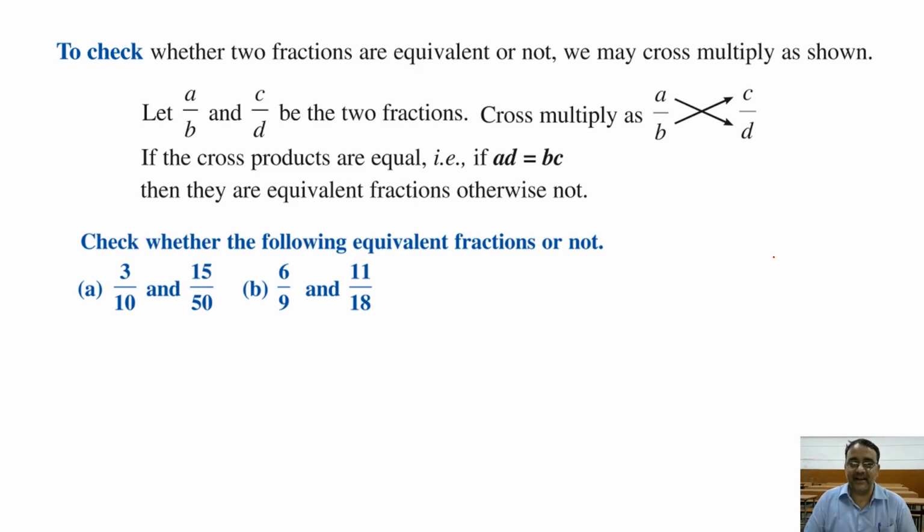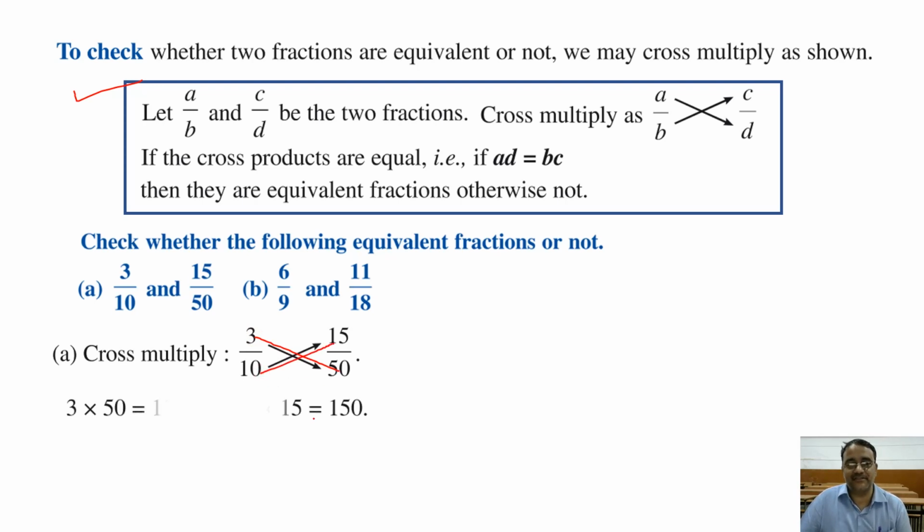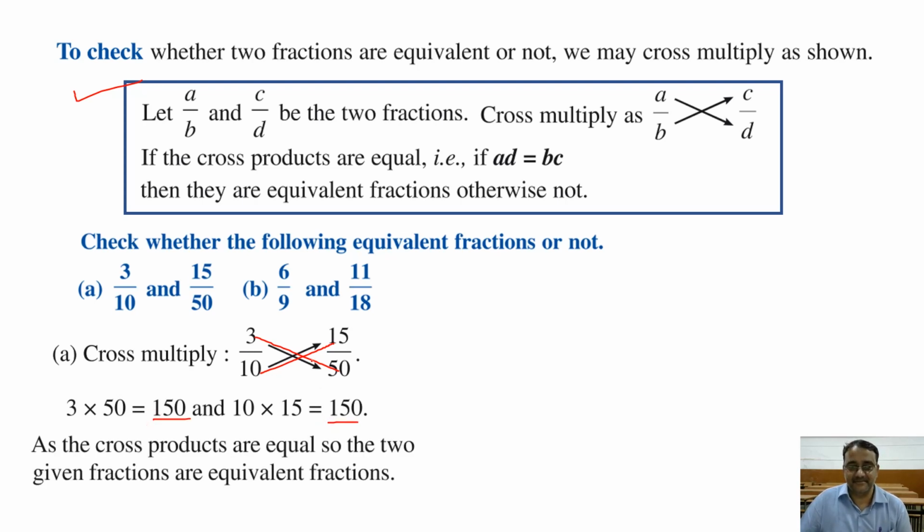Now we'll check two examples, 3 by 10 and 15 upon 50. First we will cross multiply. This rule you have to remember, okay? 3 into 50 is 150. 10 into 15 is also 150. That means we are getting both equal. So these two are equivalent fractions. Right? As the cross products are equal, the two given fractions are equivalent fractions.